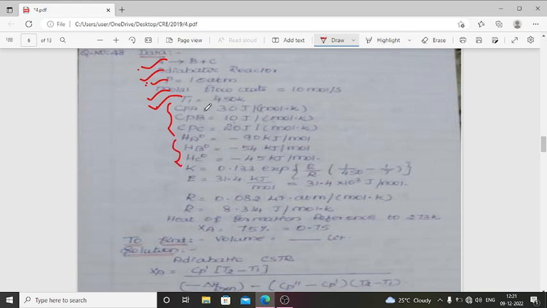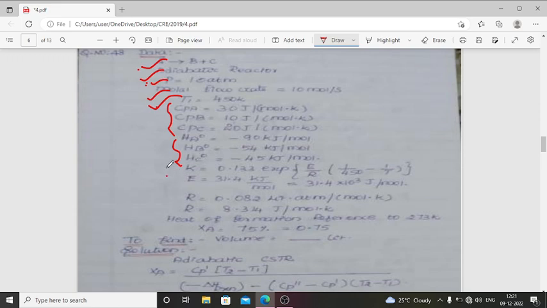So we have Cpa 30 joule per mole Kelvin, Cpb 10 joule per mole Kelvin, Cpc 20 joule per mole Kelvin. Heat of formation for A, B and C are minus 90, minus 54 and minus 45 kilojoule per mole.